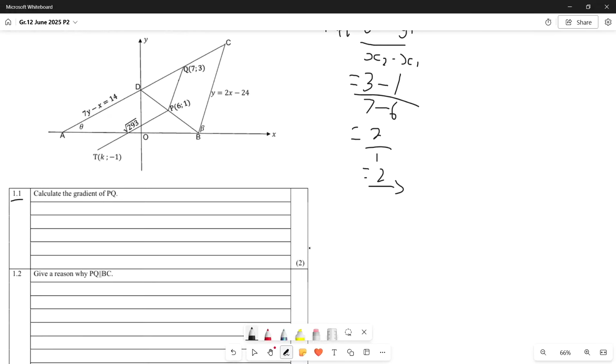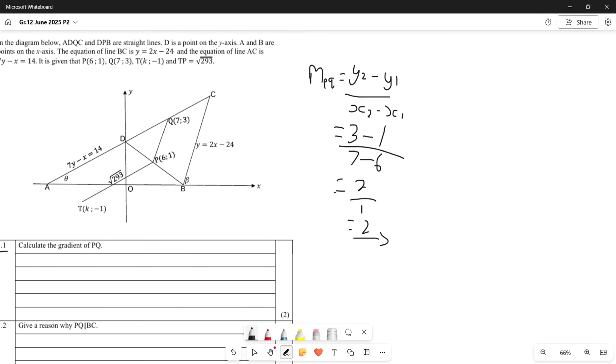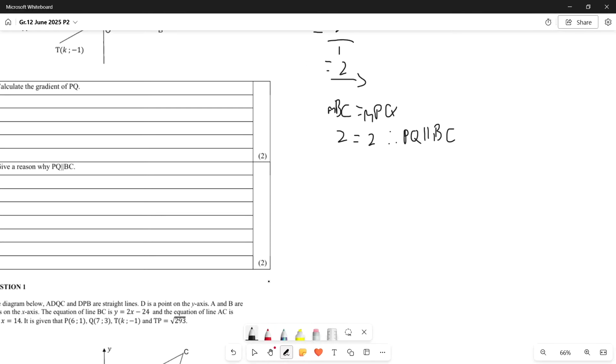We got 2 over 1, therefore the gradient is 2. So then 1.2, it says give a reason why PQ is parallel to BC. It's 2 marks. We just calculated that PQ has a gradient of 2, and they have given us the straight line equation of BC. So we're proving PQ parallel to BC because they both have a gradient of 2. The 2 is here in the straight line equation for BC, and for PQ we calculated correctly that it is 2 as well. So therefore, m of BC equals m of PQ, 2 equals 2, therefore PQ is parallel to BC. And we just earned 2 marks there.